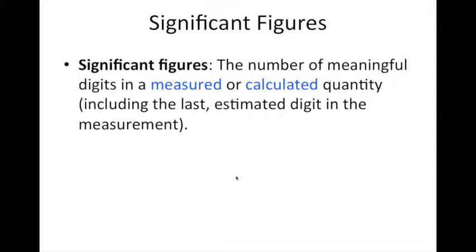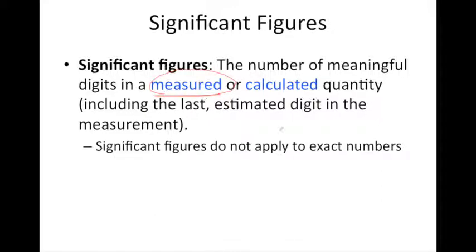The reason we talk about measurements and exact numbers is because it leads us into significant figures. Significant figures are defined as the number of meaningful digits in a measured or calculated quantity, including the last estimated digit in the measurement. So significant figures are meaningful numbers in a measured value. We have to separate those from exact numbers. Significant figures only apply to measurements, not to exact numbers. So we have to think about the difference anytime we're performing a calculation.